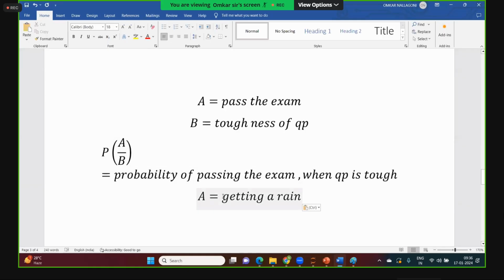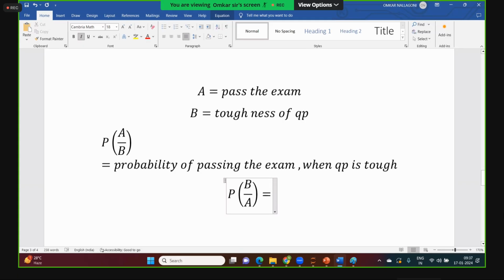Similarly, P of B by A. Tell me this. Now your friend is sarcastic. Arey bhai, you are passing, that means the question paper is not tough. Your friend is sarcastic about you because of your skills. Yeah, I know about you, you are passing means that the question paper is not tough. How can you say that? Probability of the toughness of the question paper when you pass the exam. When you pass the exam, I am thinking about the question paper toughness.